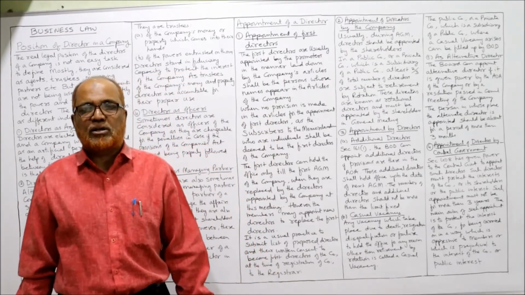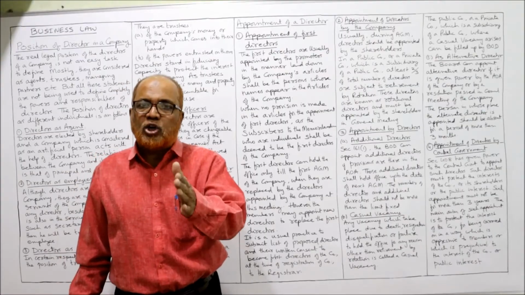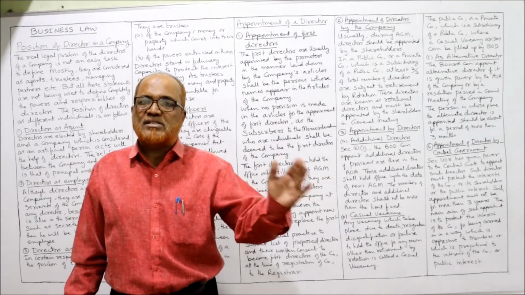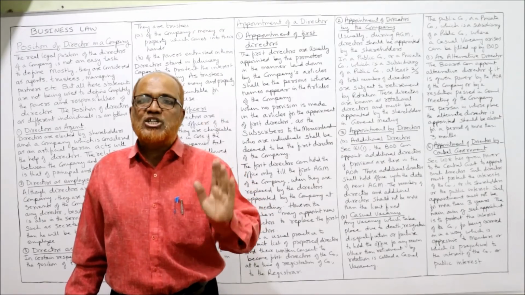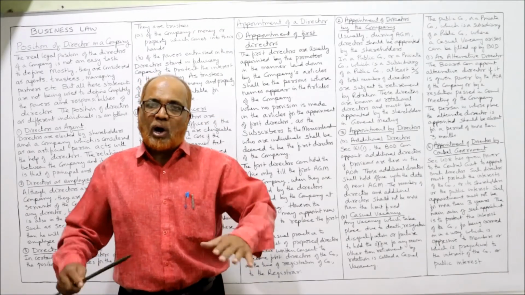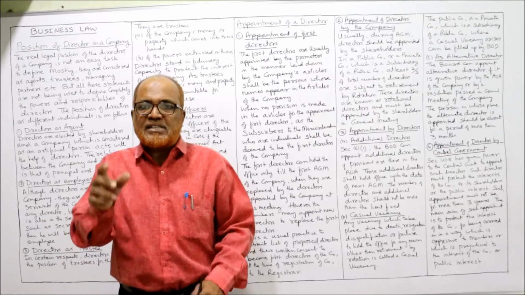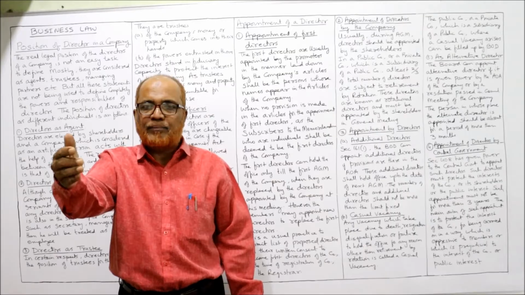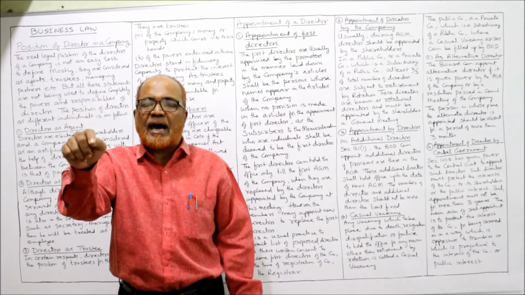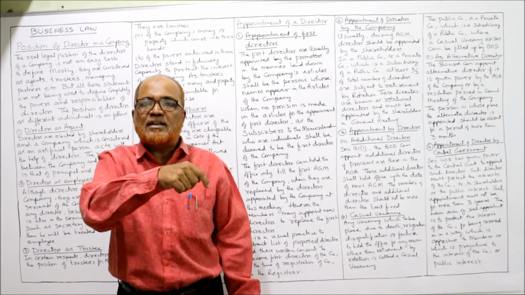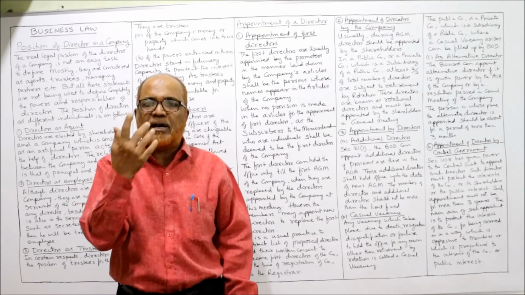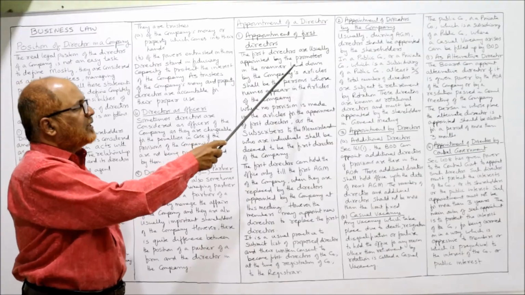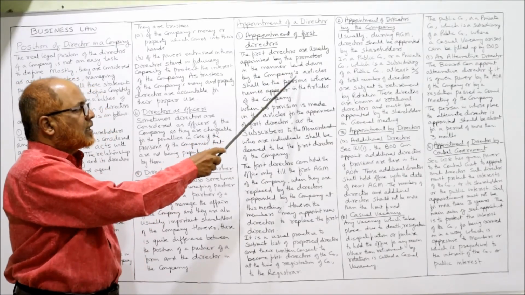So those subscribers will be treated as first directors if nothing is mentioned in the Articles of Association. Now the first directors will occupy the position of directorship up to the end of the first AGM, first annual general meeting. So after incorporation, the first annual general meeting will be conducted after a period of time. In that first AGM, the first directors can be replaced or they can be continued. So here I have given: the first directors are usually appointed by the promoters in the manner laid down by the company in the articles.